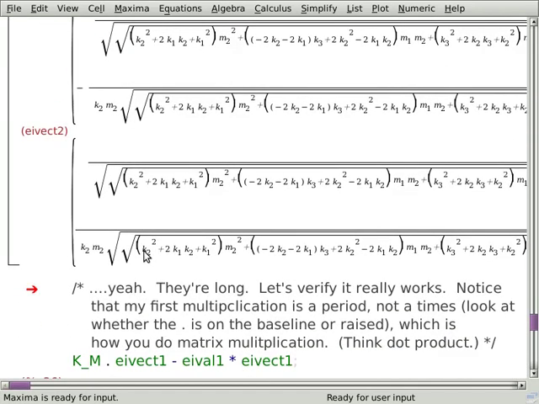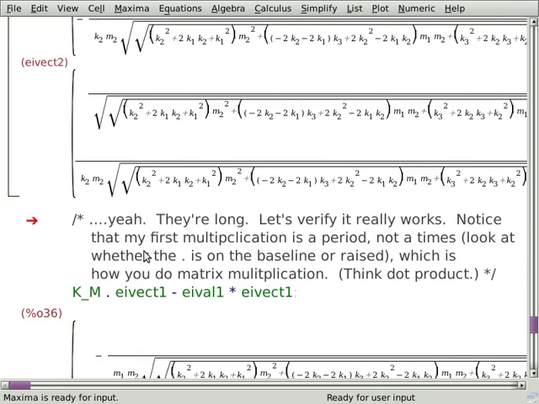They're long. Let's see if it really works. Well, I'm actually going to plug this long thing into the eigenvalue equation. So I'm going to take the first eigenvector, which should go with the first eigenvalue, right? I have pulled all these things out. The KM matrix, which is the thing these are supposed to be the eigenvectors and eigenvalues of. This is a period, not a multiplication. Sometimes, depending on how your Maxima is configured, it'll render that as a dot, but a superscripted dot multiplication. So this is matrix multiplication.